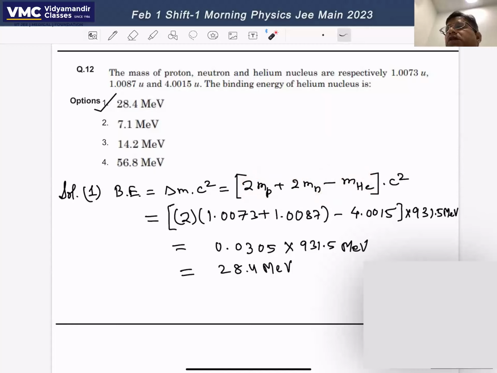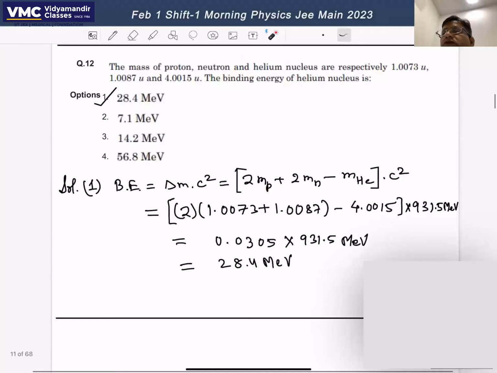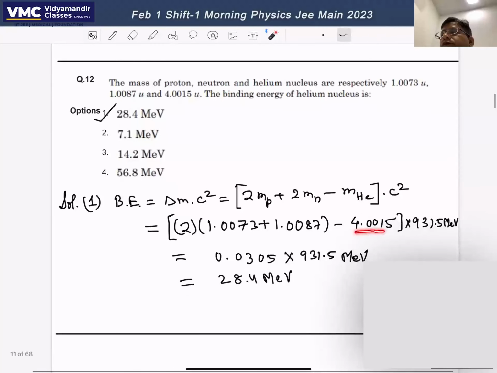We see that the sum of twice the mass of proton and twice the mass of neutron is greater than the nucleus mass. So this excess energy is called binding energy, which is released. So this binding energy is the mass defect times c square. So this will be twice the mass of proton. The mass of proton is 1.0073 and the mass of neutron is 1.0087, and we will subtract the mass of helium, that is 4.0015, multiplied by c square.